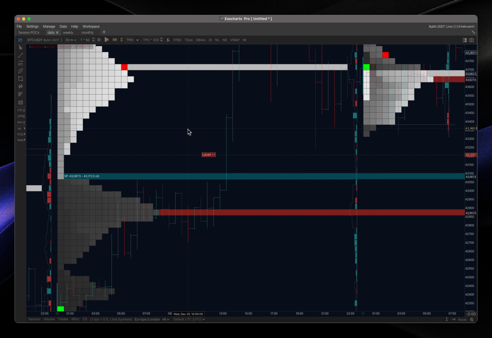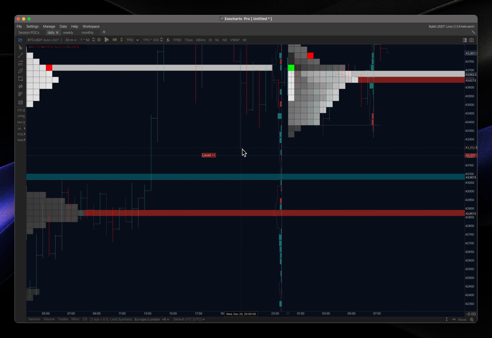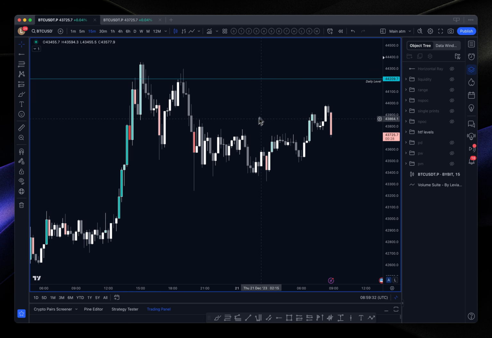So I go like here, and then you can go, look, this is your last low before the single print, then you got the first touch into the single prints. This is a level of interest for me, big level of interest. Even if we go to TradingView real quick, you can see this is the first move into those single prints.